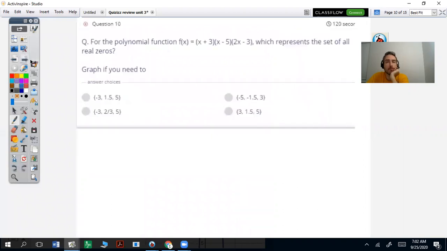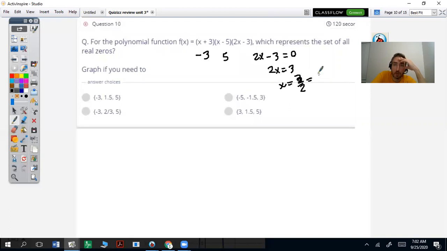Number 10. Let's see, what are the zeros for this polynomial? You can get this by hand. This is going to be -3, +5. And if you solve this for 0, you get 3 divided by 2, which is 1.5. So it should be those three: -3, 5, and 1.5. You can also graph it and get them from there too, but I'm not going to do that.